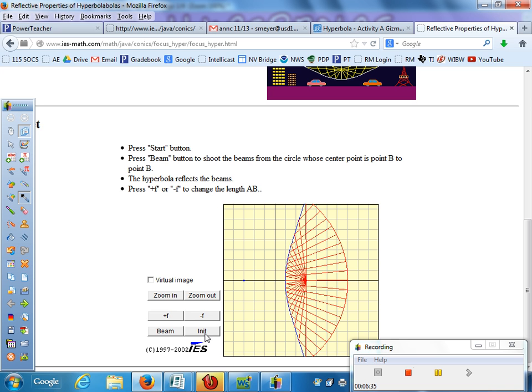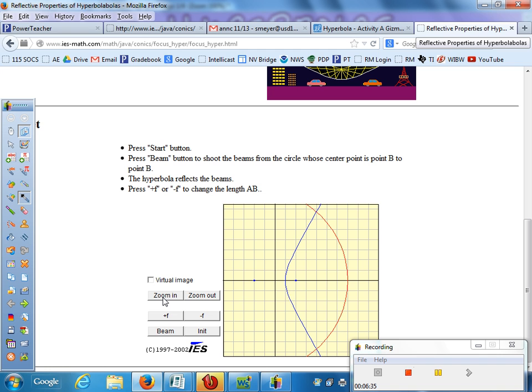Okay, this one actually has a start button, and it formed a circle with this left-hand focus as the center, because what it's going to do is the red circle is going to shoot beams toward this focus on the left. They're going to shoot forward, they're going to hit the hyperbola, and where do you think they're going to go?